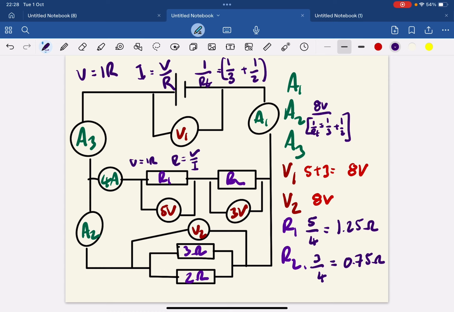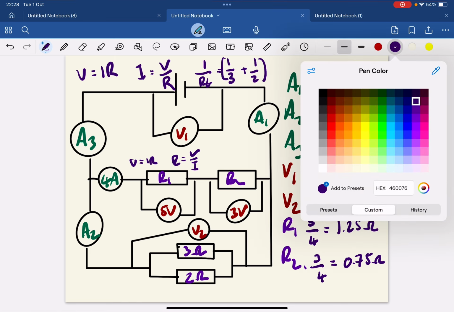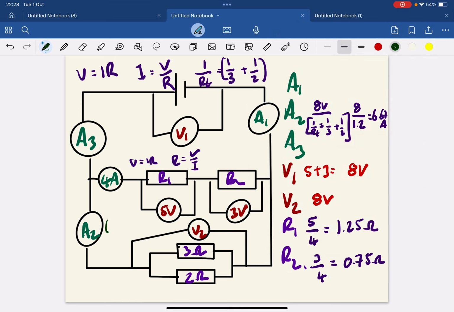And when that comes out, that will come out at 1.2. So it's 8 divided by 1.2. Again, you can check this on the calculator as well. Check I've done it correct, which is 6.67 amps. And if that is, done it in the wrong colour there, haven't I? 6.67 amps.